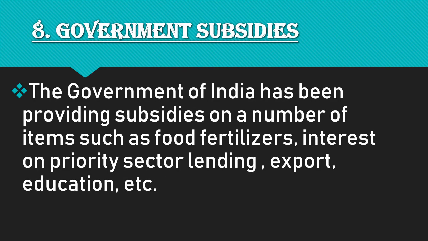So the next point here is government subsidies. The government of India has been providing subsidies on a number of items such as food, fertilizer, interest on priority sector lending, exports, education, etc. I mean, all these subsidies are provided by the government just for social welfare. And because of this massive amount of subsidies, the public expenditure has increased many-fold. The subsidies given to the farmers, the subsidies given to the priority sectors, everything is covered under the public expenditure.